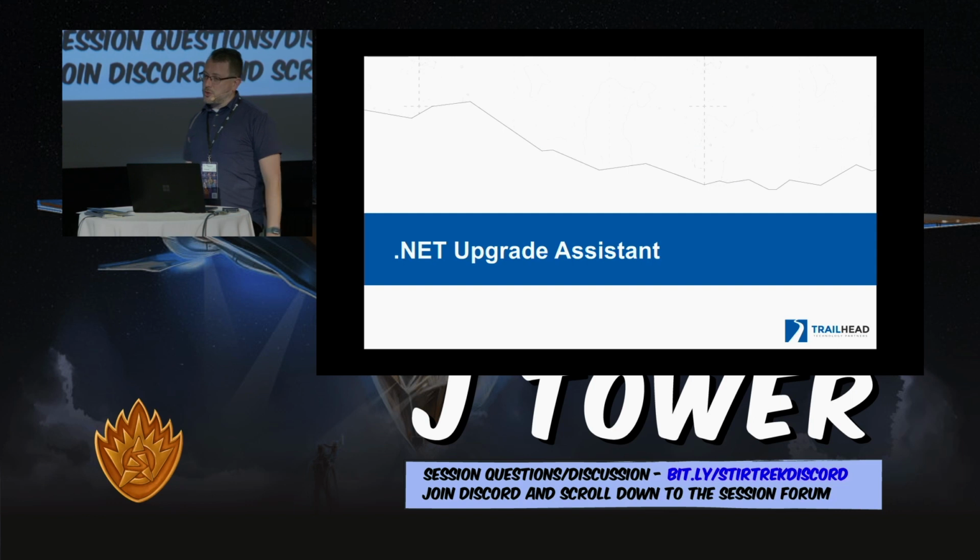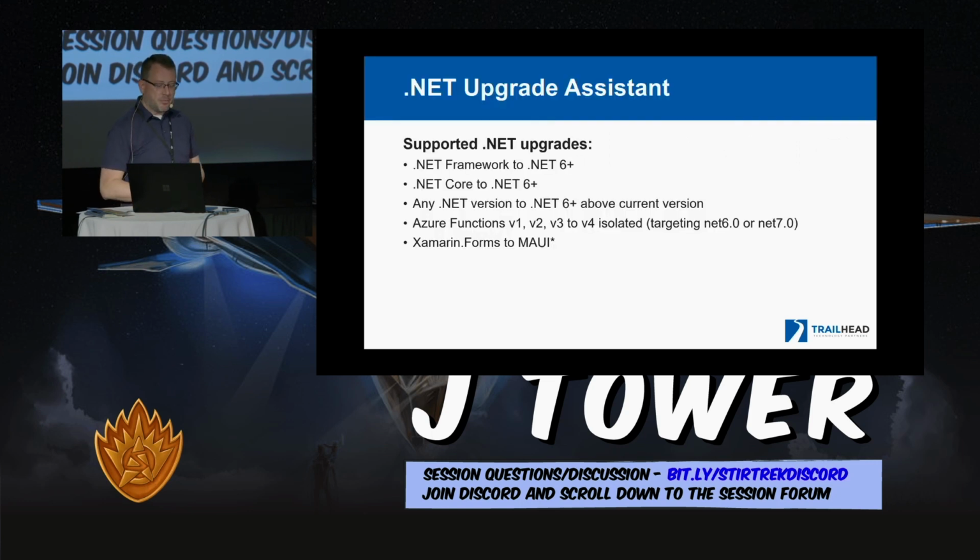Okay, so now you're kind of up to speed on the Strangler Fig, what a reverse proxy is, and how to use YARP to do an incremental migration. So let's actually look at something called the .NET Upgrade Assistant. Before I show you a demo of this, I want to actually tell you a little bit about it and what it's capable of doing.